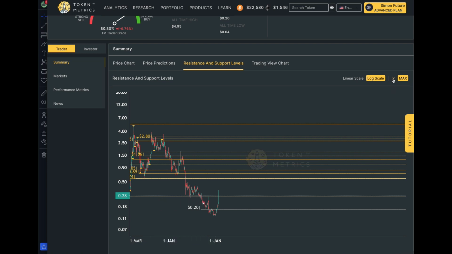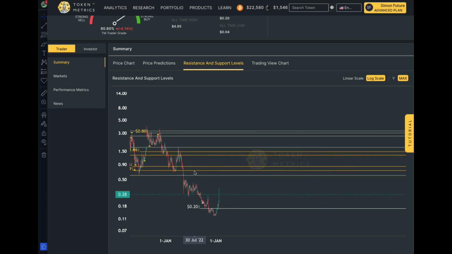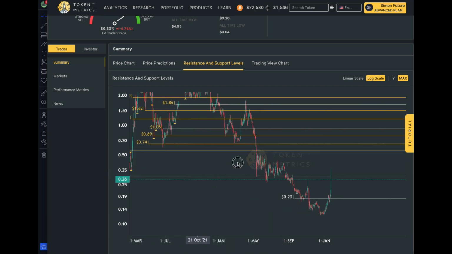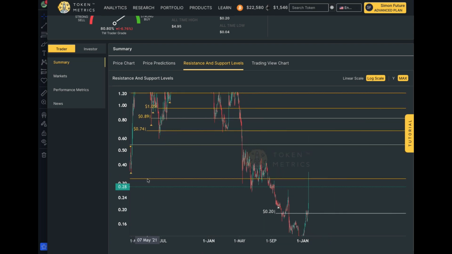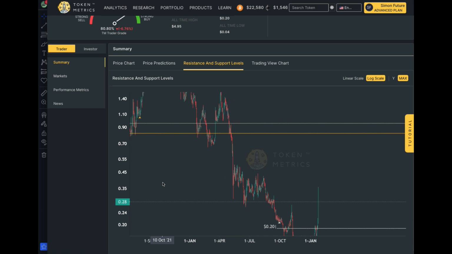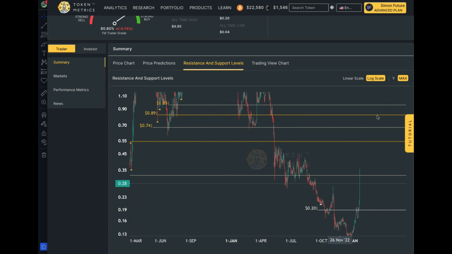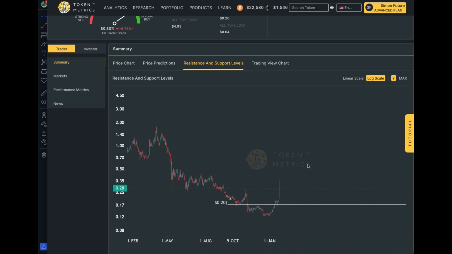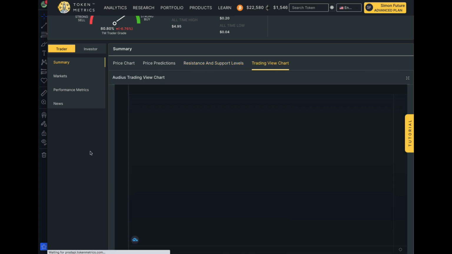Okay, here, I'm trying to use this thing, it's not letting me. Here we go. What level is this? It's not going to get me that far. So we have some levels here. Let me pull up the TradingView chart.